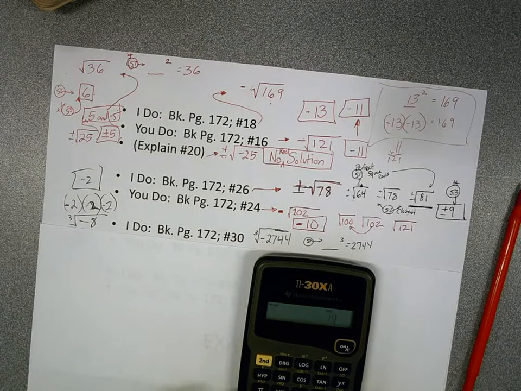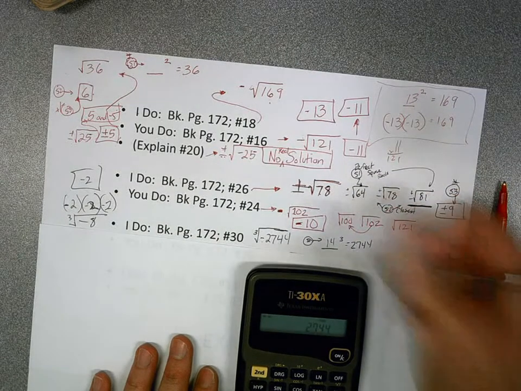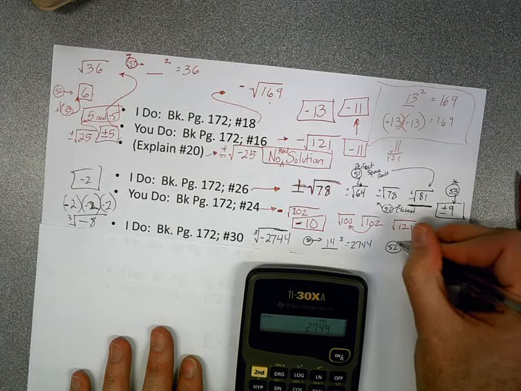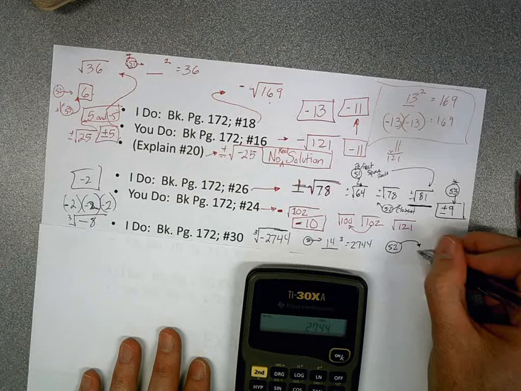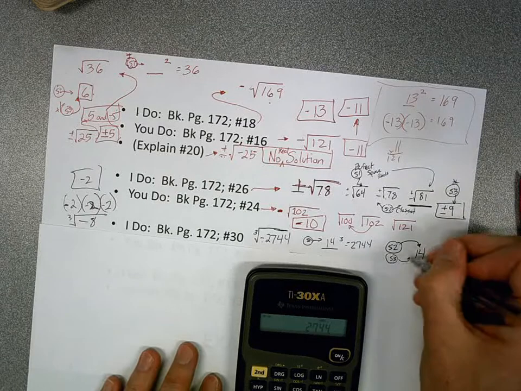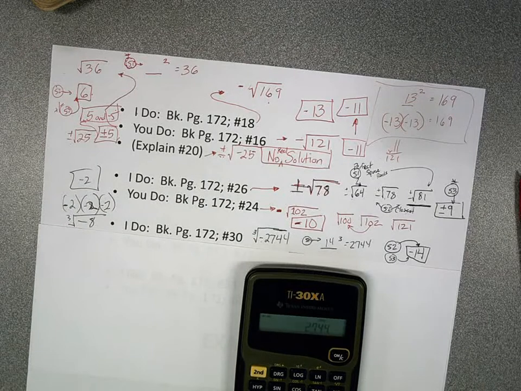So we're guessing and checking. 14 times 14 times 14. 2,744. 14. So here we go. Step 2. Have your answer. Step 3. Don't forget your sign if you have it. And this one definitely is a negative. Negative 14. Okay. Questions on cube roots? It's just a little more challenging because you have that one extra repetitive factor.